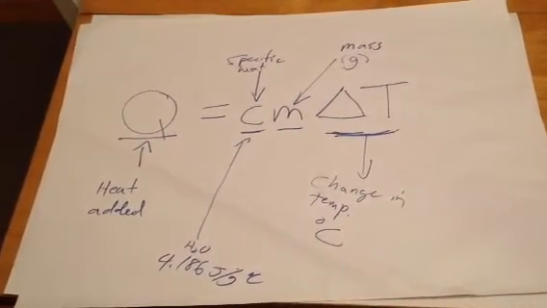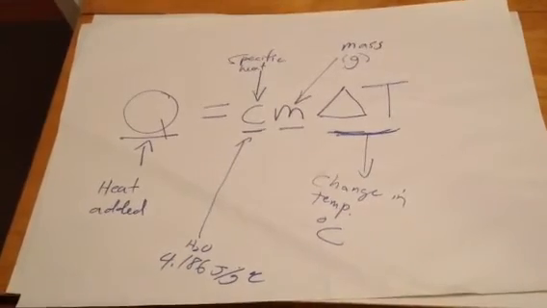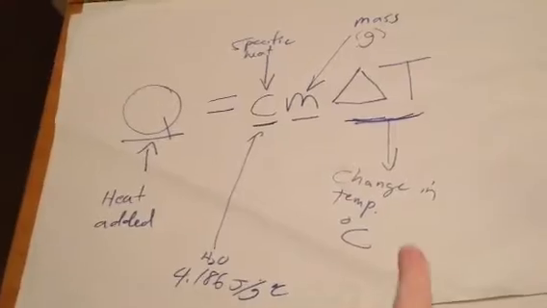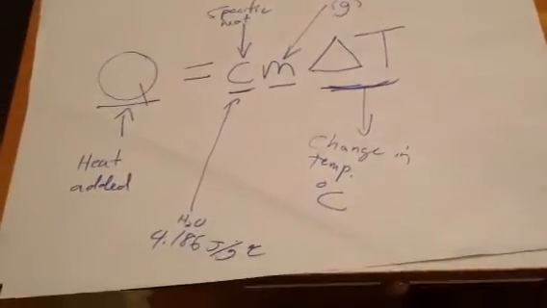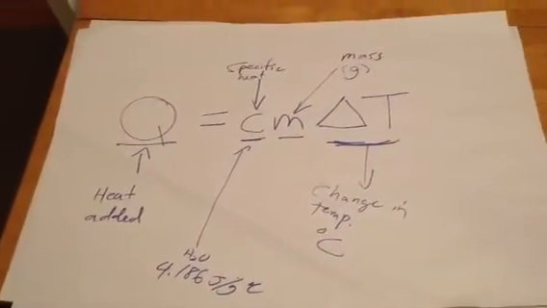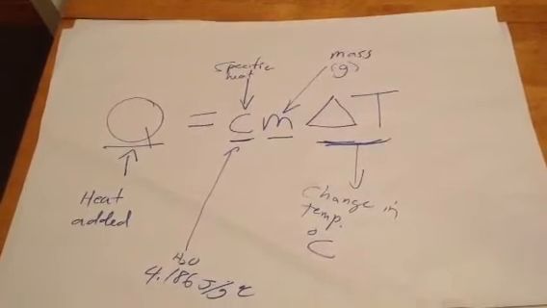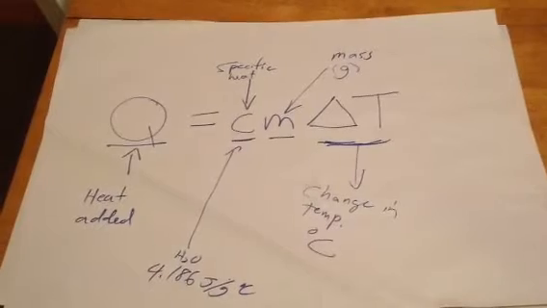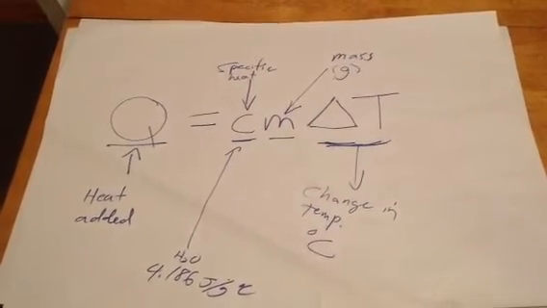C is specific heat. It's what I just showed you. So when we talk about water, if you look down here towards the bottom, you can see that water has that 4.186 joules per gram per degree Celsius. So basically that is the number you would put in for C.